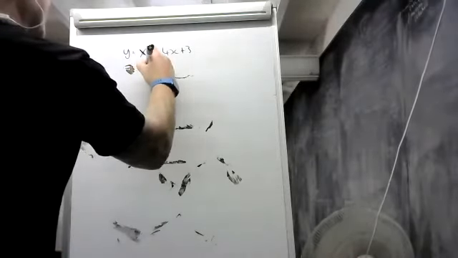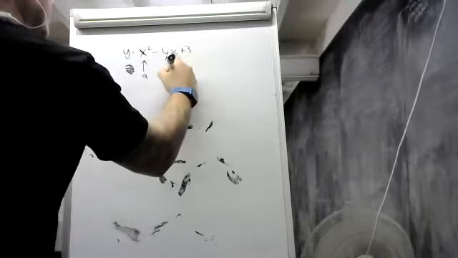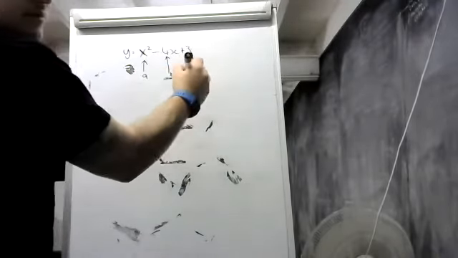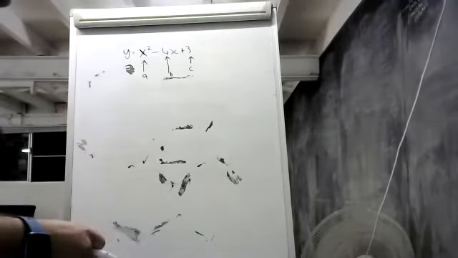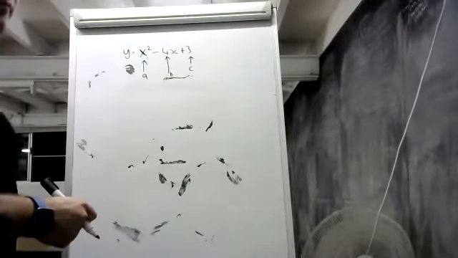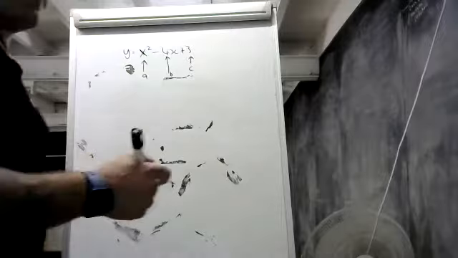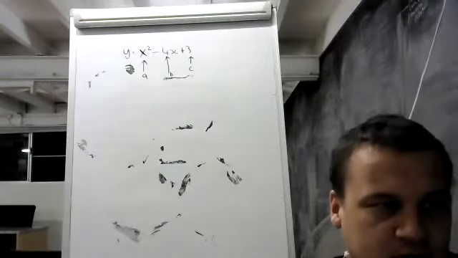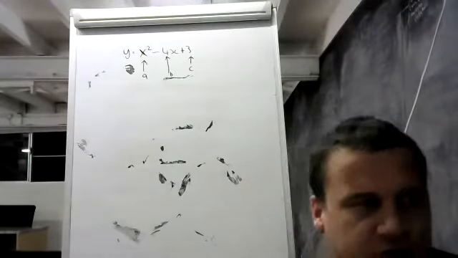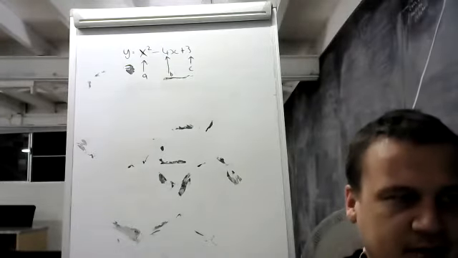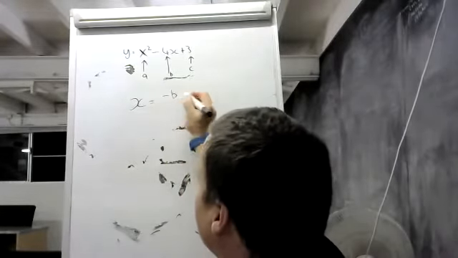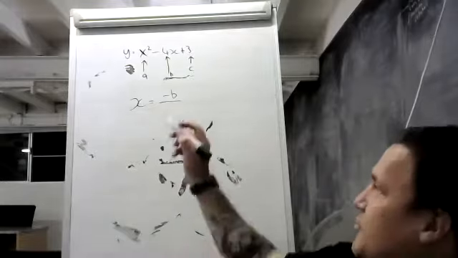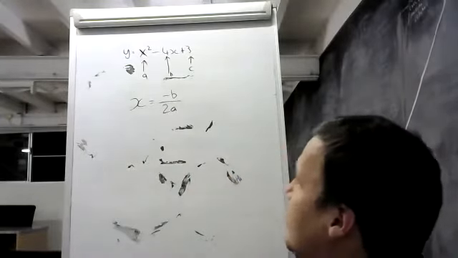Remember that this is A, this is B, this is C. You'd start with the 2 known, which is B and C, and then you figure out what A would be. What we want to do is find the x coordinate for the vertex. I'll show you a cheap way. So x equals minus b over 2a.